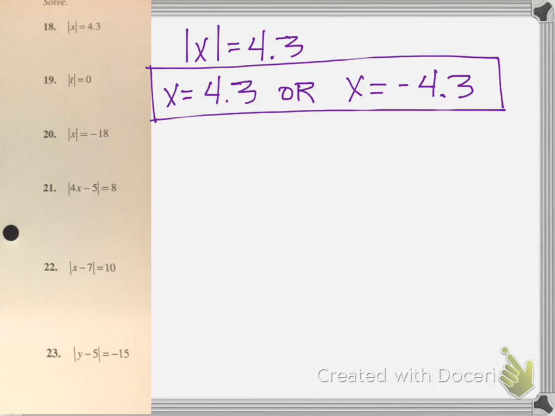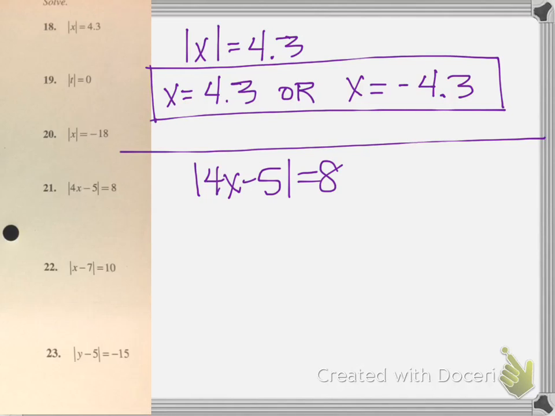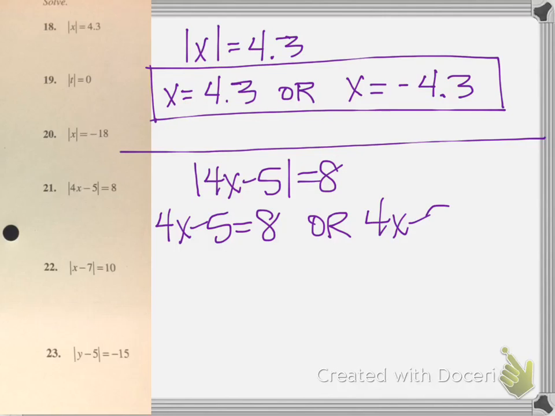Now what happens if they start plugging in different numbers, and it's not just x? For example, this one is the absolute value of 4x minus 5 equals 8. Well, what's inside your absolute value, which is 4x minus 5, could be equal to a positive 8, or what's inside your absolute value symbols could be equal to negative 8, because both of them would give you a distance of 8. So we need to solve both of these mini equations.